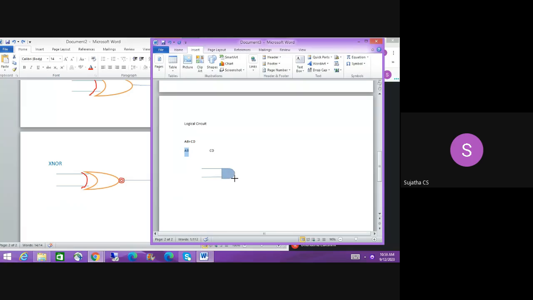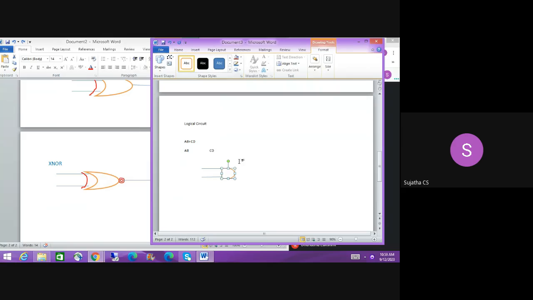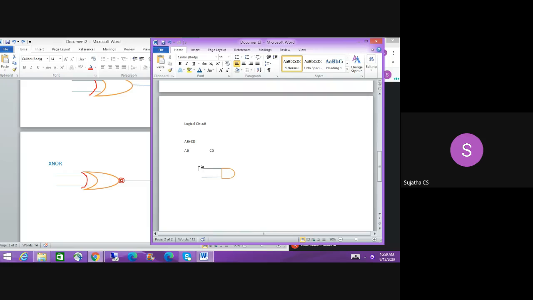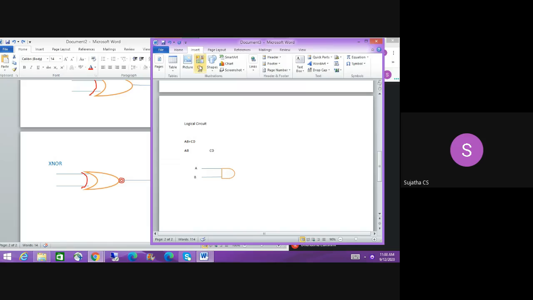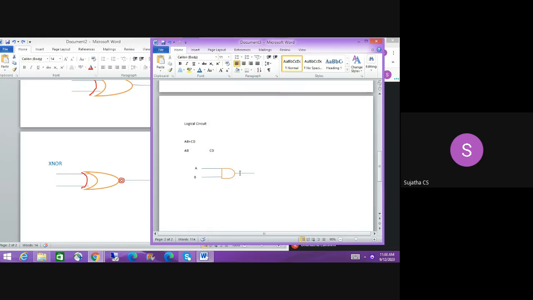Okay, this is A, and this is B, right? Then we are passing two variables using an AND gate. What will we get? A into B, right, guys? A into B. Yes. We are just multiplying these two terms using an AND gate. So how do you write it? A into B.